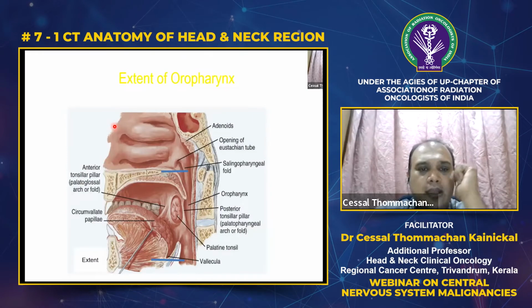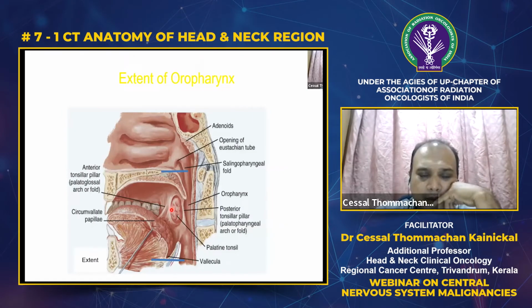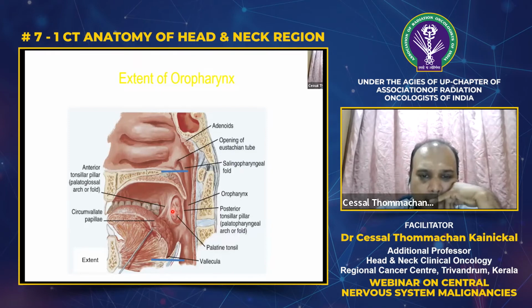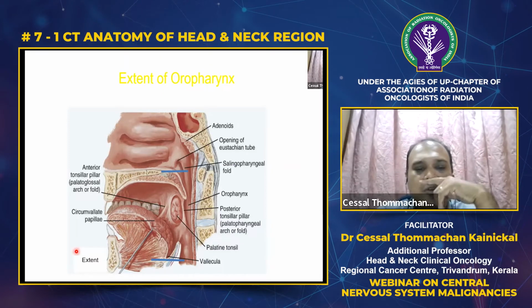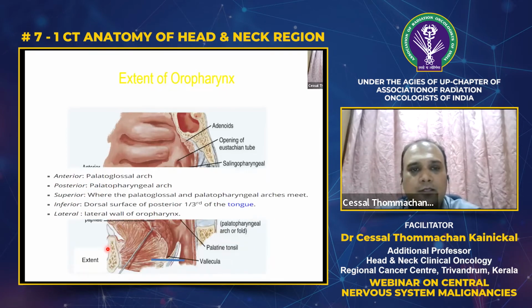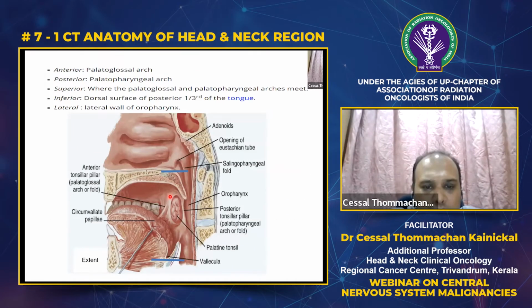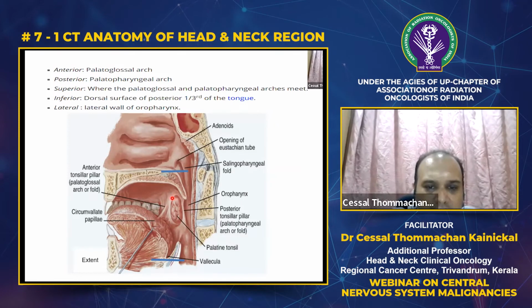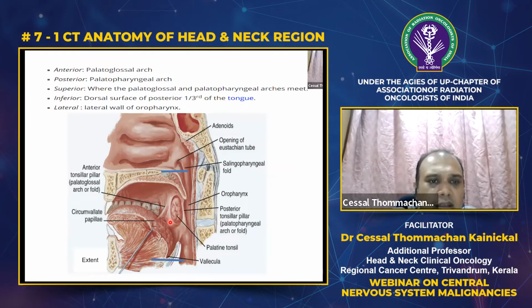Now that's the soft palate. If you look at the tonsil, this is the palatine tonsil here. This is the anterior tonsillar pillar, and you have the posterior tonsillar pillar. The posterior tonsillar pillar is nothing but the palatopharyngeus. Anteriorly, this is the palatoglossal arch. Posteriorly, it is the posterior palatoglossal arch, or the palatopharyngeal arch. Superiorly, it is formed where the 2 arches meet. Inferiorly, it is the dorsal surface of the posterior tongue. And lastly, it is the lateral wall of the pharynx.